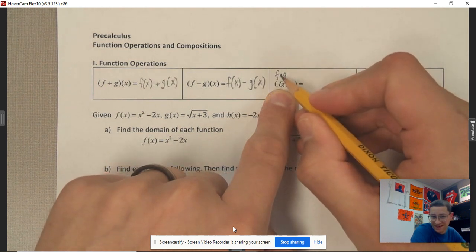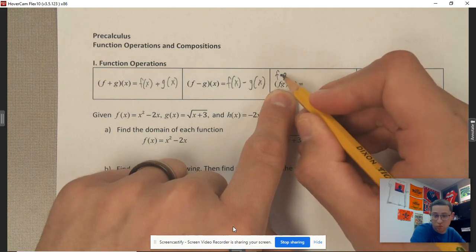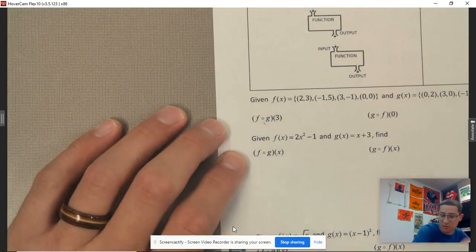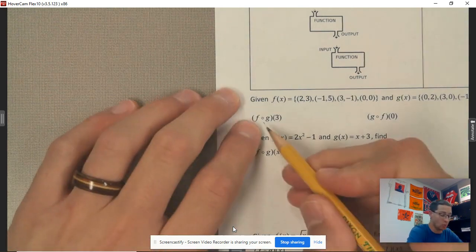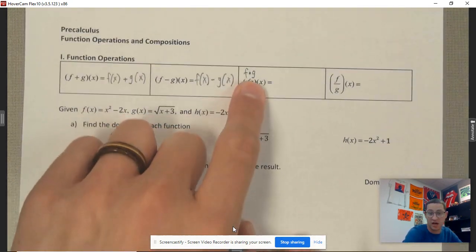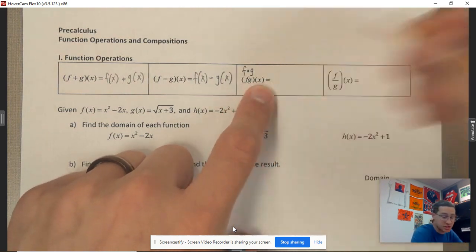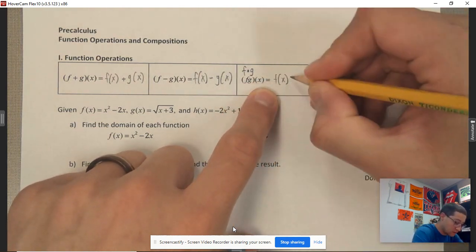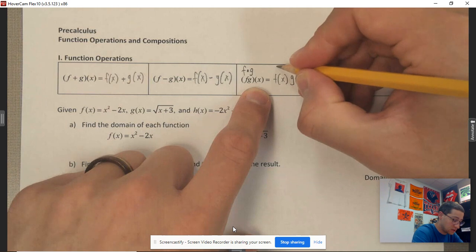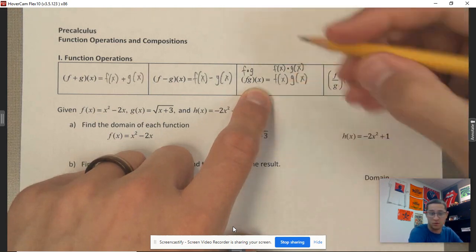But don't get confused, because this closed hole is multiplication. I'm going to quickly show you on the back: when it's open, that is a composition. We'll talk about compositions when we get there, but I want to note that it's a different symbol than multiplication, so don't get confused. When it's got the little closed hole, that's multiplication. So f times g of x means you take f of x and multiply by g of x. It might also be written f of x times g of x. You might see either of those.